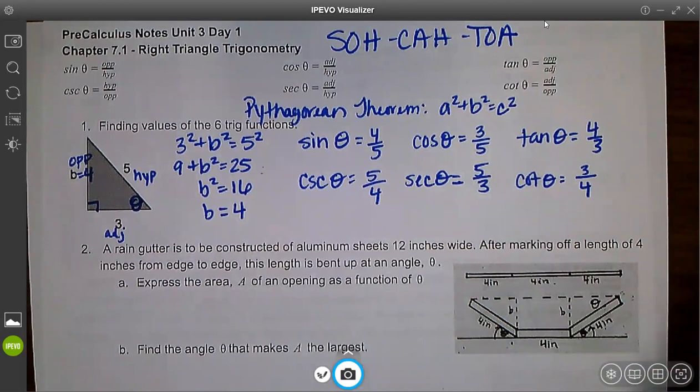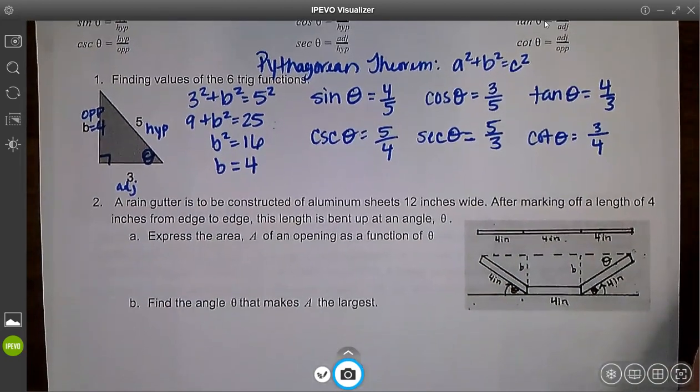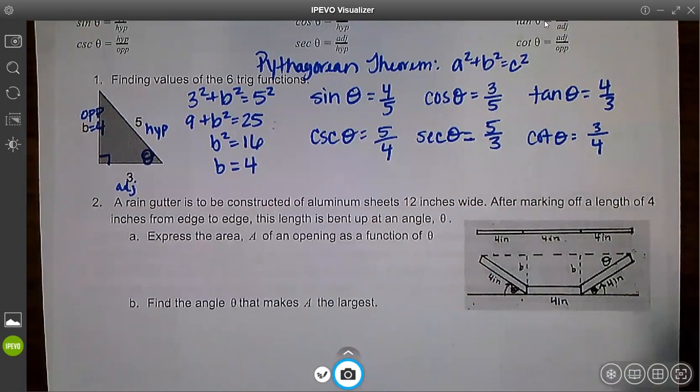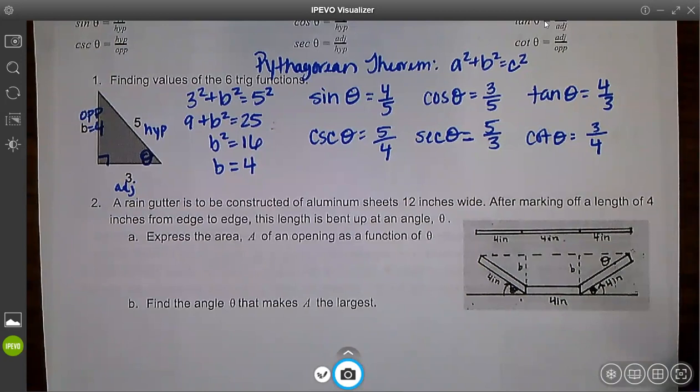A rain gutter is to be constructed of aluminum sheets 12 inches wide. After marking off a length of 4 inches from edge to edge, this length is bent up at an angle theta. So this is our angle theta that we don't know. The sheet is 12 inches wide, and each of these sections is 4 inches. This length is bent up at an angle theta. Express the area A of the opening as a function of theta.